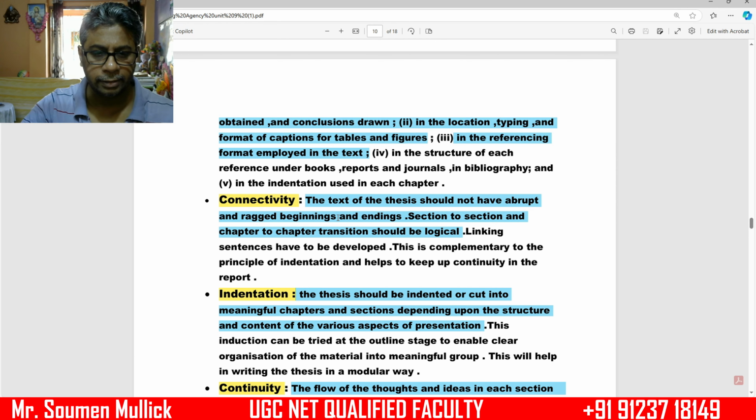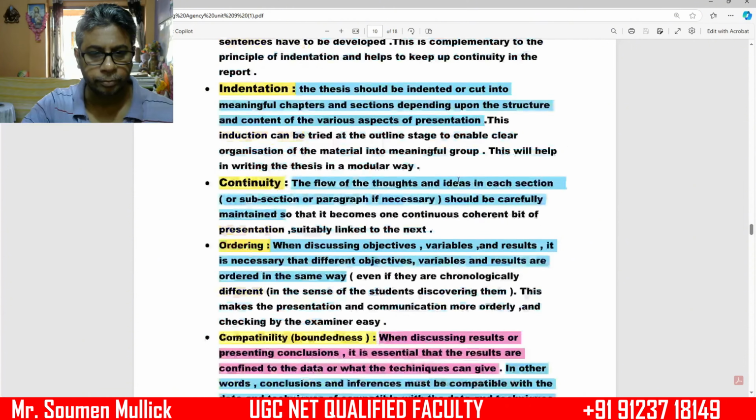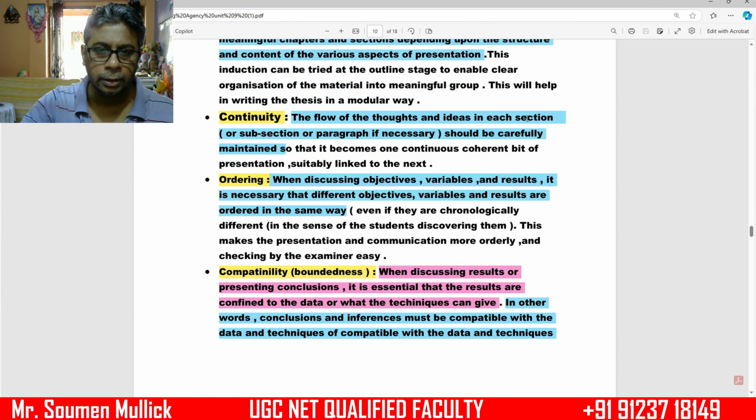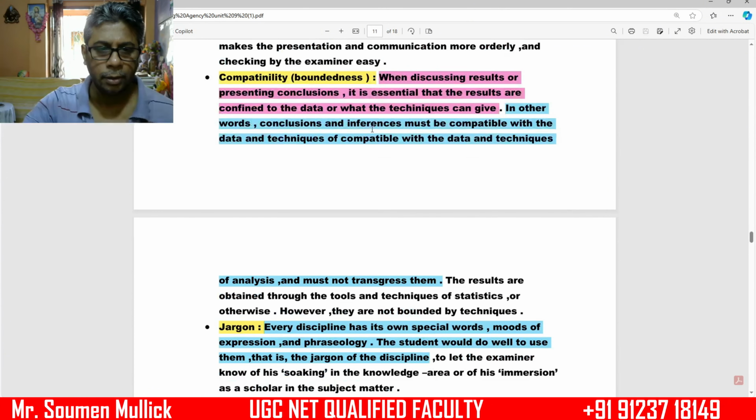Next, ordering. When discussing objectives, variables, and results, it is necessary that the different objectives, variables and results are ordered in the same way. Next, compatibility or boundedness. When discussing results in the conclusion, it is essential that the results are confined to what the data and techniques can give. In other words, conclusion inference must be compatible with the data and techniques of analysis and must not transgress them.